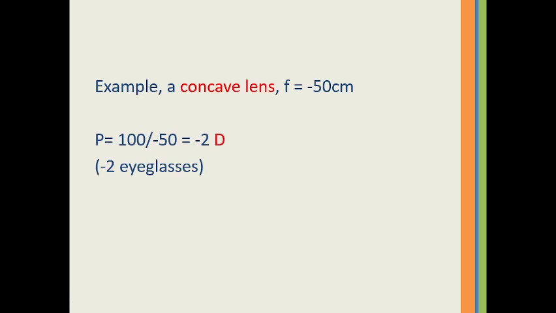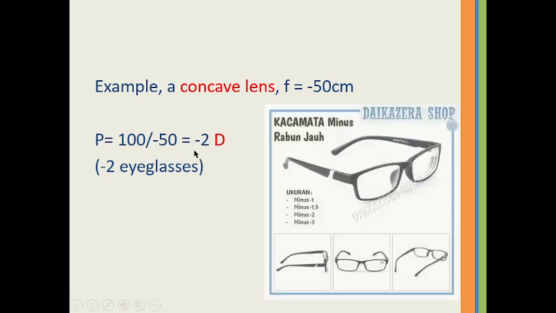And then if it is a concave lens, the focal length is negative, be careful. And the focal length is 50. So the power of lens will be 100 divided by -50, we get -2. It means the person will use -2 eyeglasses. Okay, so that is power of lens.